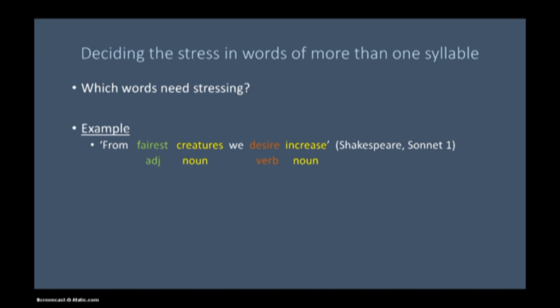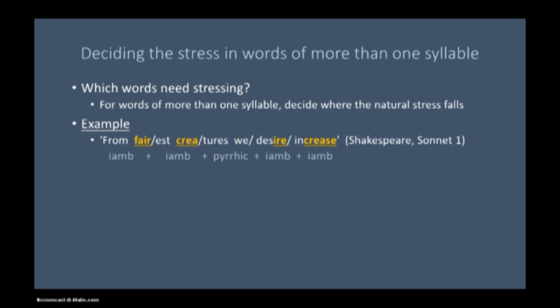When content-bearing words are monosyllabic, it's obvious where the stress should fall. If a word is more than 1 syllable long, however, we need to think about where, in natural English, we would place the emphasis. Take the following line. Here we've got 1 adjective, 2 nouns, and a verb. So we're going to want to stress fairest, creatures, desire, and increase. Stressing the pronoun we is also a possibility. If we follow the natural rhythms of English, we're going to end up with stresses falling, as here.